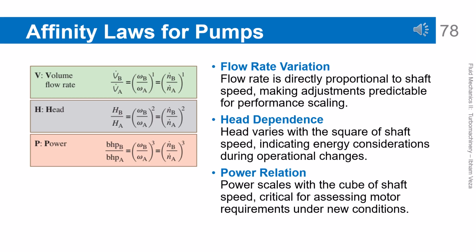The power is proportional to the cube of the speed, so a small increase in RPM can cause a large increase in power demand. These relationships are crucial for predicting the consequences of changing operating speed.